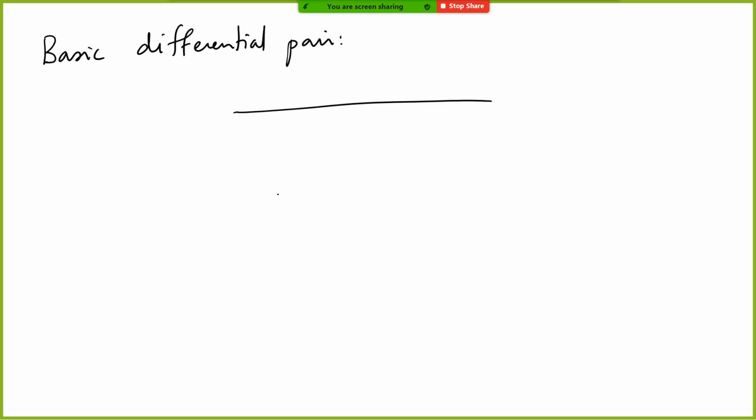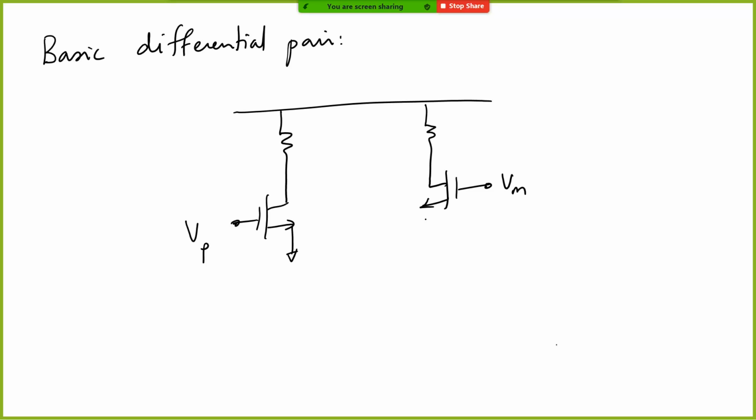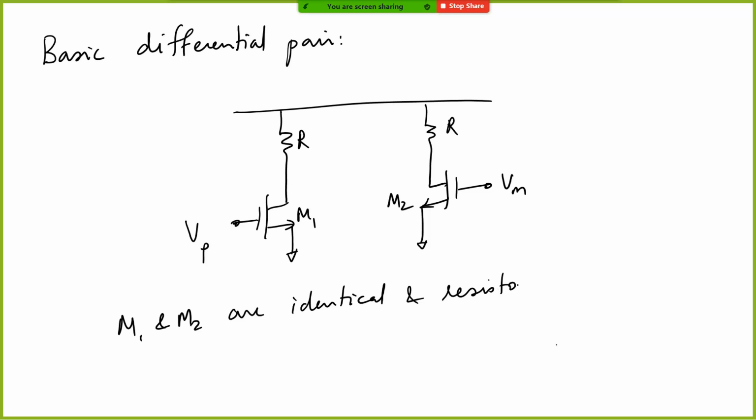All right. Now let's design a basic differential pair. What is a differential pair? You would say, let's use the basic common source. We take two common source amplifiers, and let's say this is given to Vp and this is given to Vm. Both transistors are identical, so M1 and M2 are identical, and as indicated, the resistors are the same.